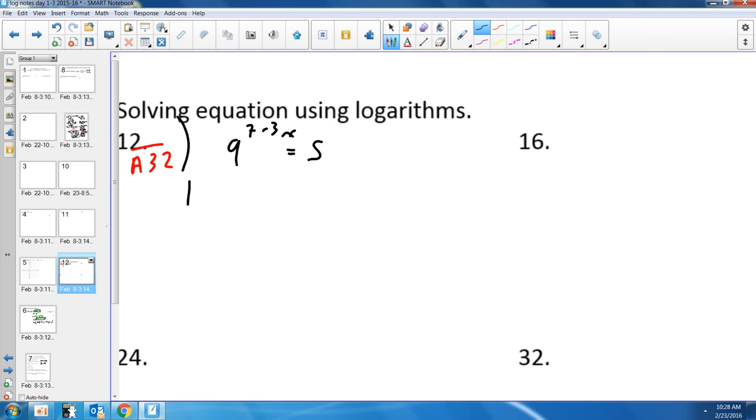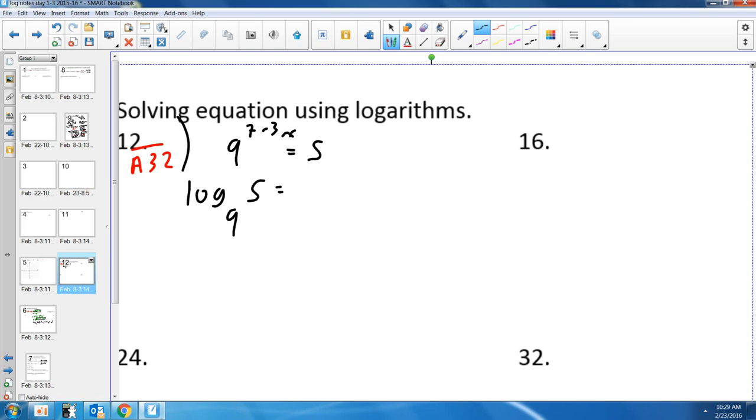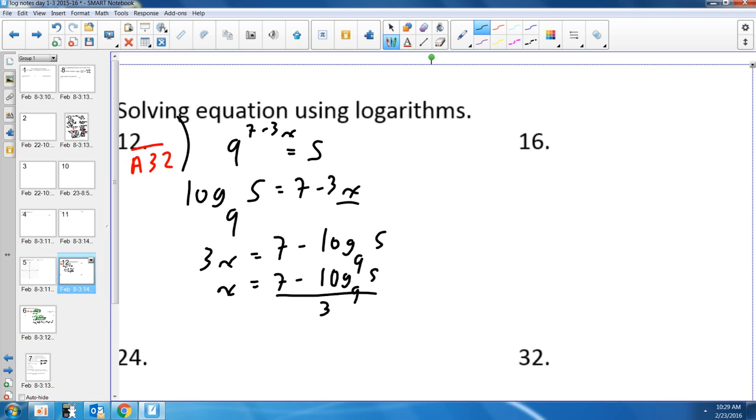So I'll just do the common, log base 9 of 5 is equal to 7 minus 3x. And then what I want to do is solve for that x. I'm going to add 3x to both sides, subtract that. So 3x equals 7 minus log base 9 of 5. And then I want to divide both sides by 3. Now, you have to be a little bit careful with when you plug that in your calculator. So let's go ahead and try to do that. This is a problem because you cannot use the base 9 in your calculator. So we want to change that to either the common log or the natural log in your calculator to compute.